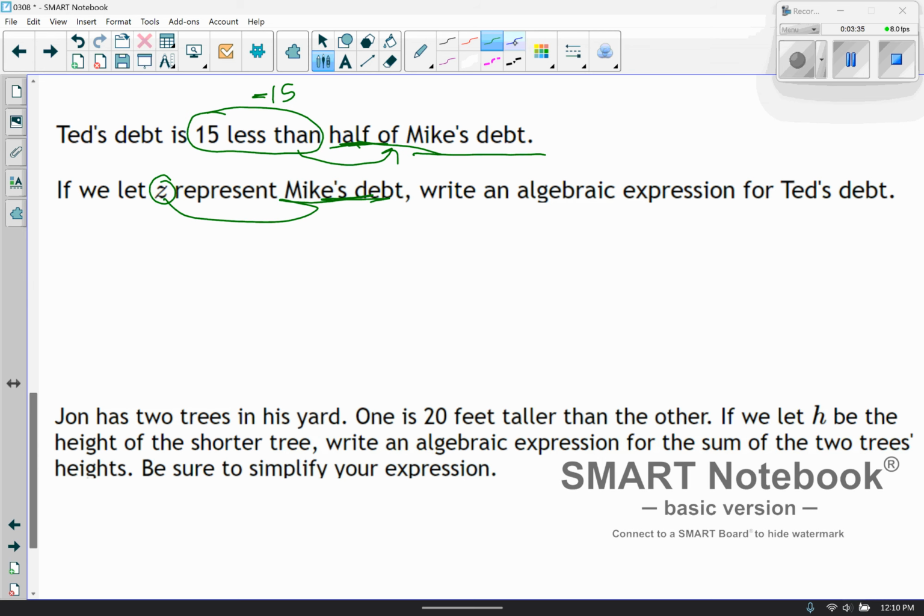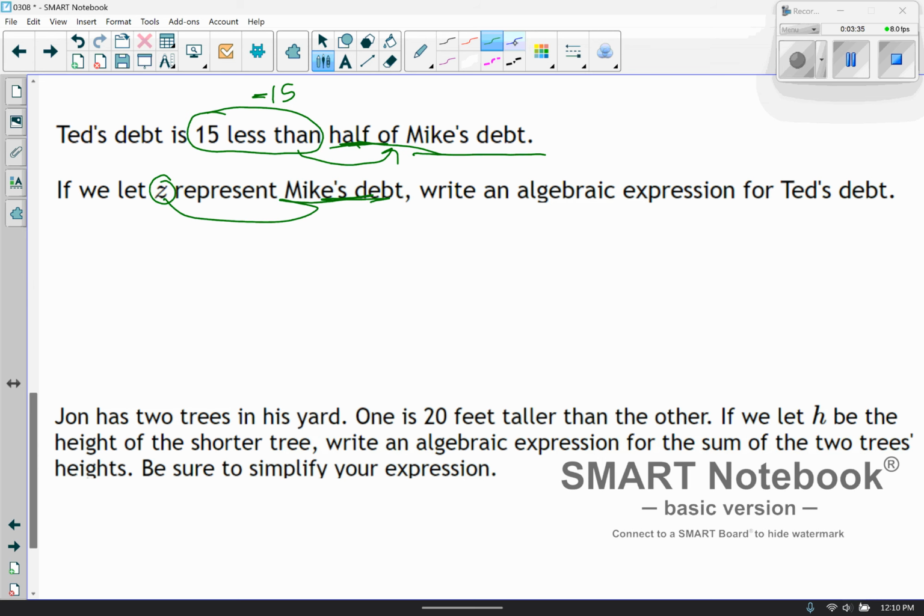All right, let's see next. John has 2 trees in his yard. One is 20 feet taller than the other. If we let H be the height of the shorter tree, write an algebraic expression for the sum of the 2 trees' heights. Be sure to simplify your expression. Okay, so he's got 2 trees. So we have the one tree is going to be 20 feet taller than the other, and we're going to let H be the height of the shorter tree.